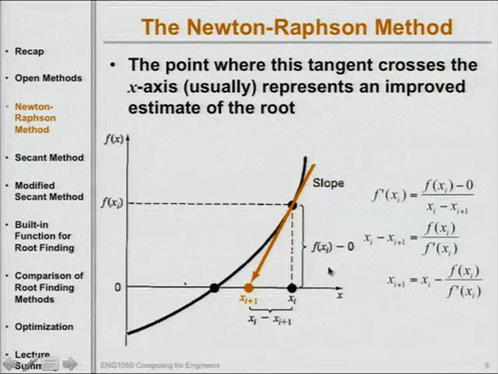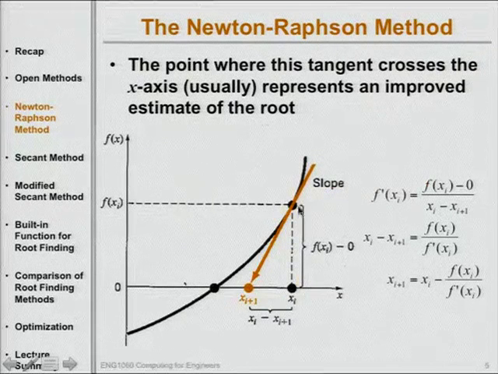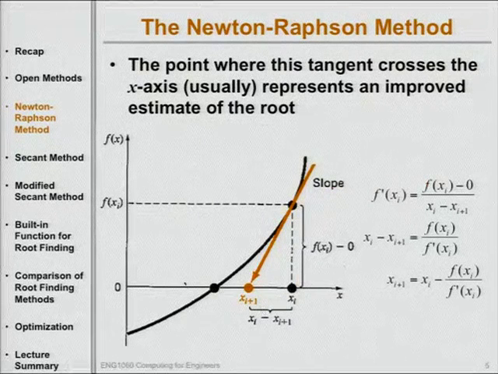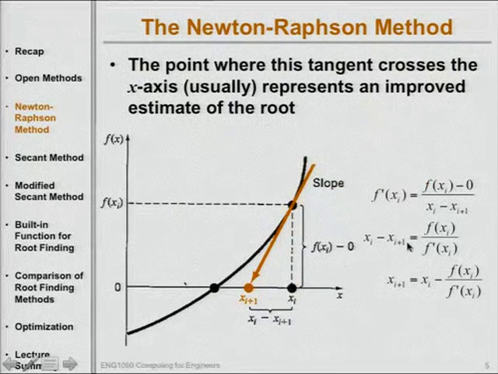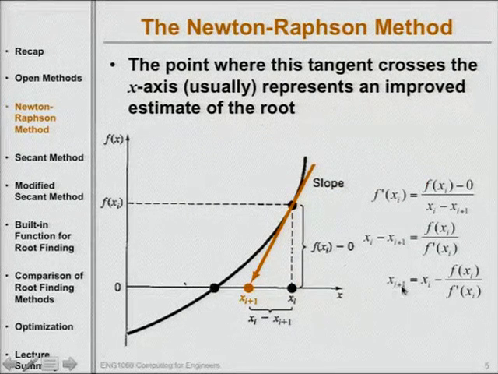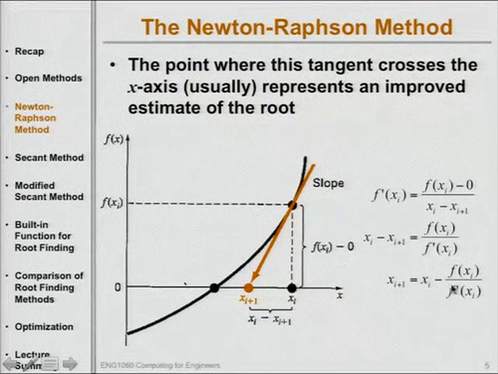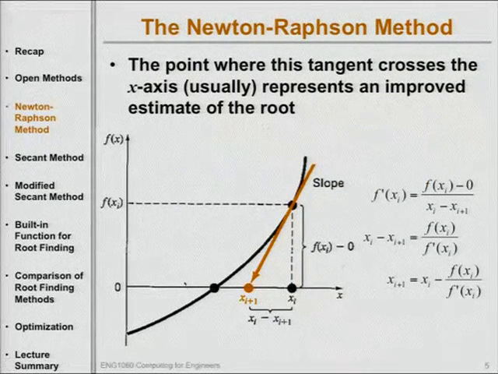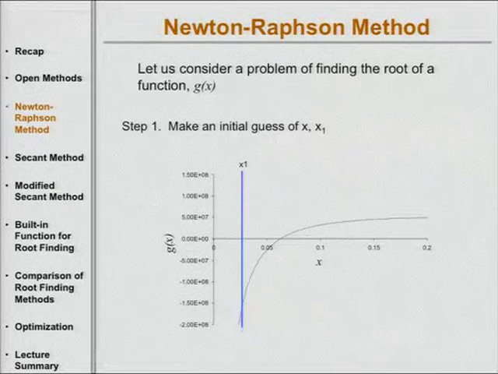If we look at what that looks like, the slope of the tangent here is given by the rise over the run, so that's the function value at xi minus 0, divided by xi minus xi plus 1. That's just the vertical extent divided by the horizontal extent. That's the definition of the slope. From this equation, we do a little bit of algebra, it's not very complex, and we say our next guess, xi plus 1, is equal to our old guess minus the function value at xi divided by the derivative of the function at xi. And that's it. That's the Newton-Raphson method. It's really simple.